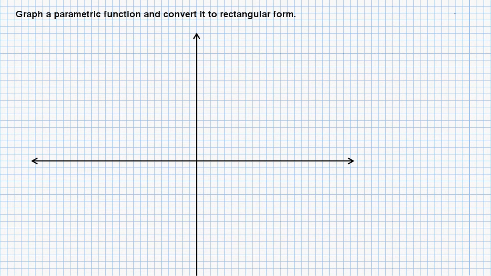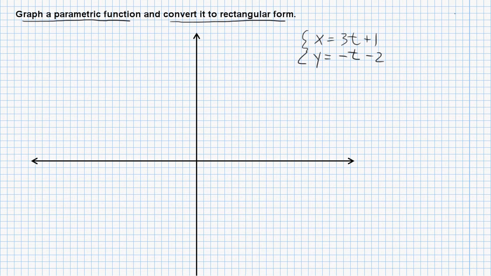Hello, this is Mr. Waters, and I have another example here from page 679 of the homework. This has to do with graphing parametric functions and then converting them into rectangular form. First off, a parametric function is one that looks like this: x is equal to 3t plus 1, and y is equal to opposite t minus 2.